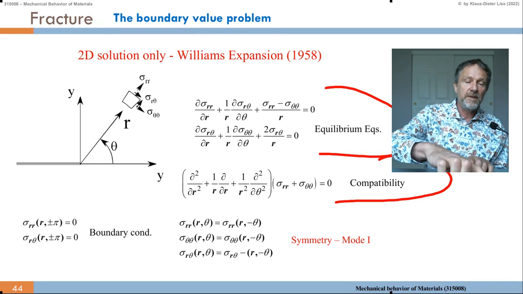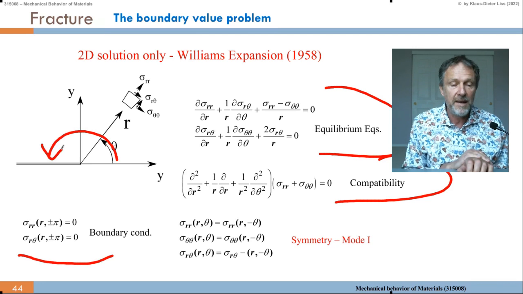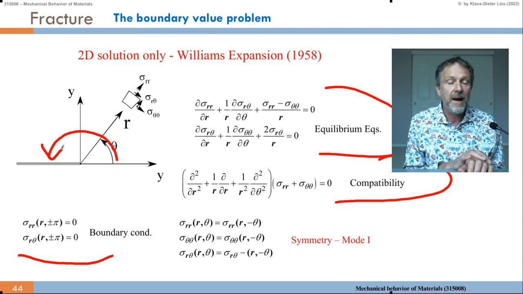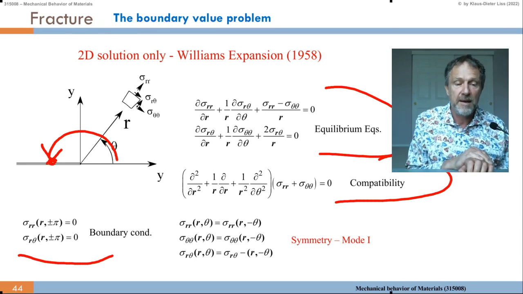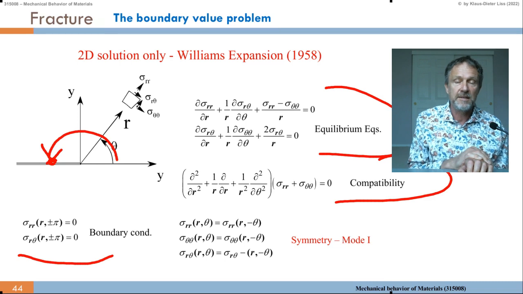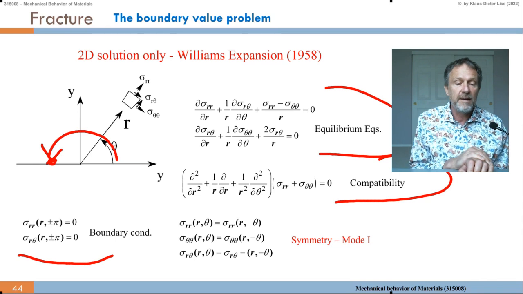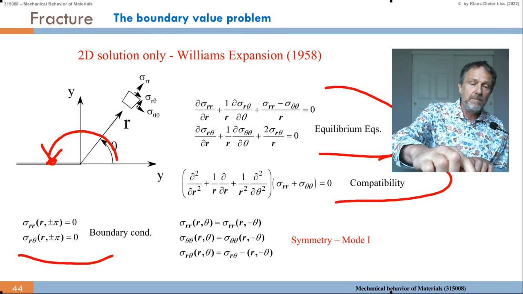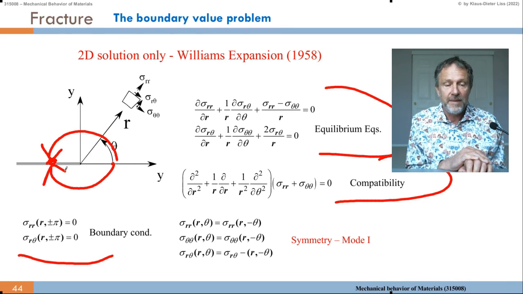Then the boundary conditions. If this is theta, we say at the crack, of course, sigma RR at theta equals plus minus pi equals 0. So here at this location, sigma RR is 0 because it relaxes at this inner surface of the crack. And the same for the R theta component. So the shear component also becomes 0 in both directions, if I go to theta equals pi, or theta equals minus pi.